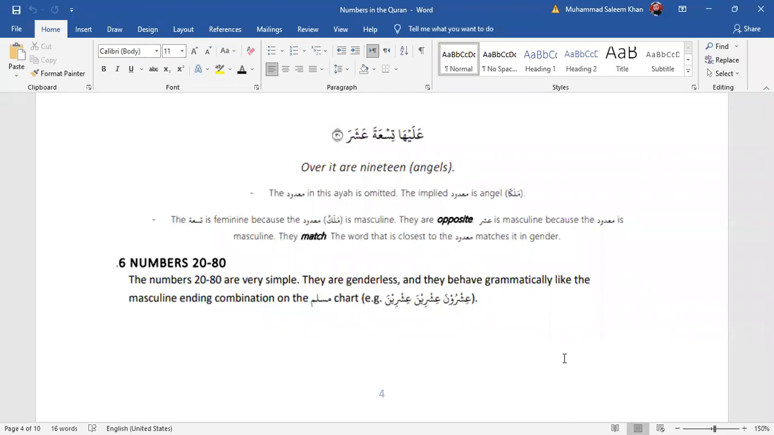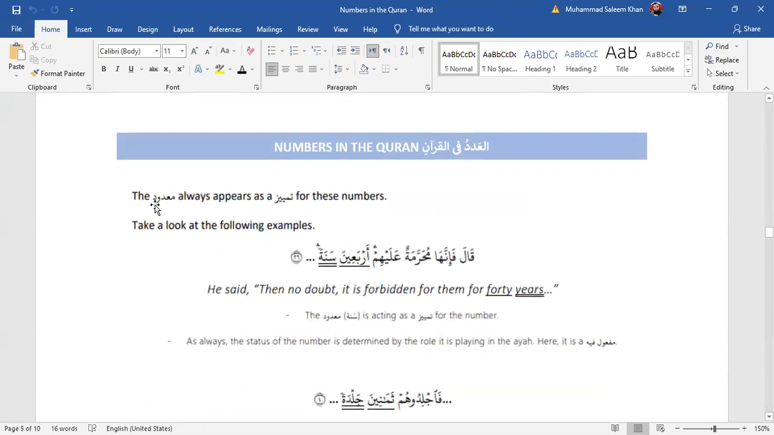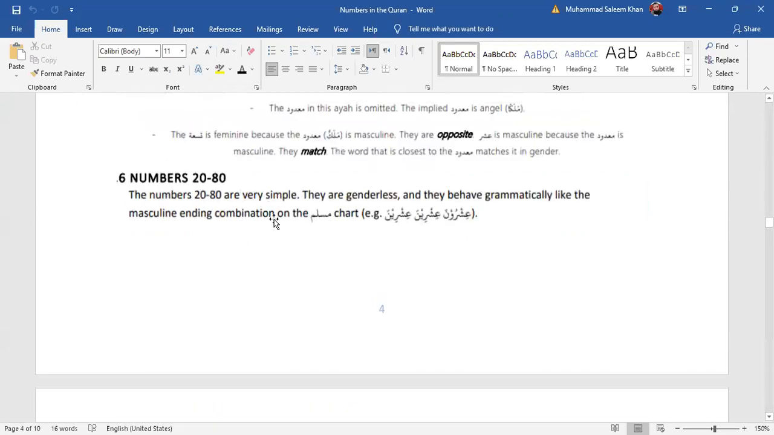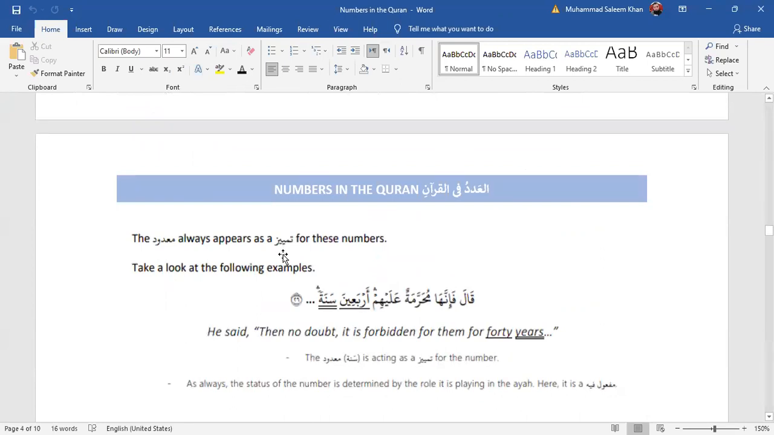Sir, it's from 20 to 81? All are same? You wrote about only decades. Yeah, we wrote about the decades, but 20 to 80, these are being used in the Quran. Sir, all numbers between 20 to 80 are only decades? No, the decades, like uqud only, not all the numbers. And here it's mentioned that the madud always appears as a tamiz for these numbers. So from 20 to 80, the madud will be mansub. Why? Because tamiz is always mansub. We will discuss this inshallah in a minute. So that's what I wanted to show you.